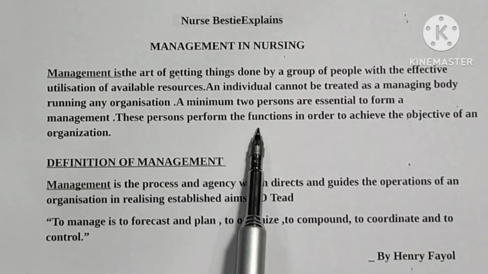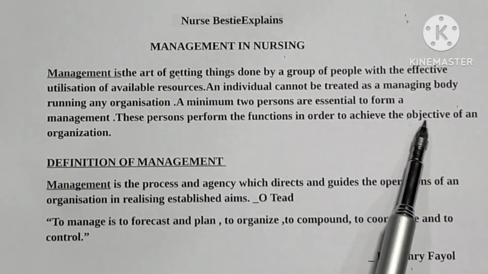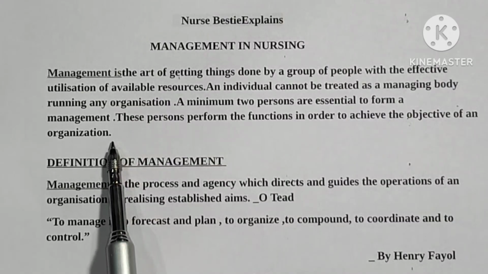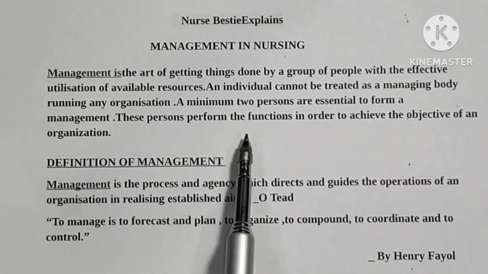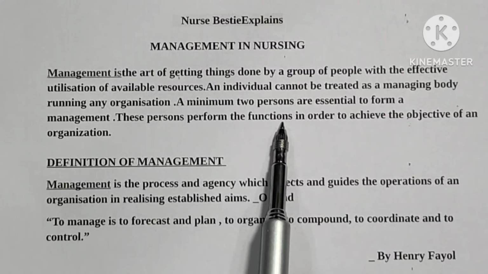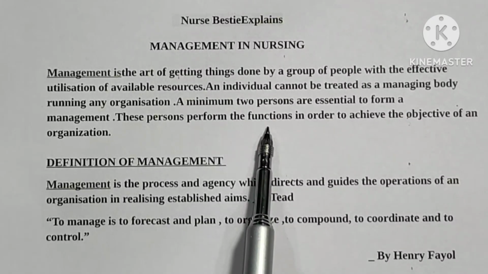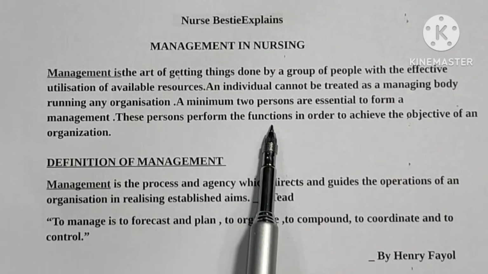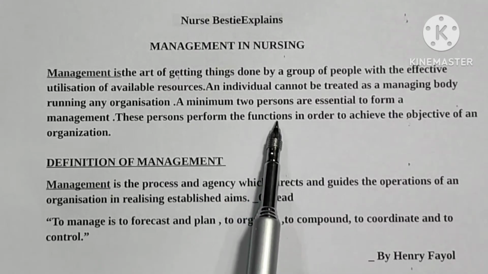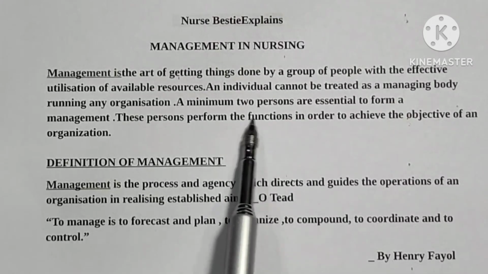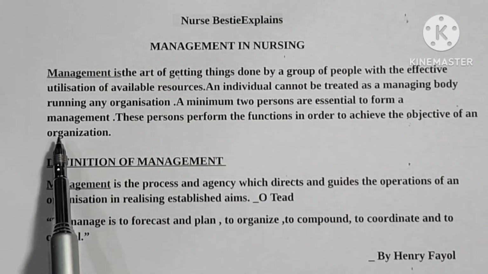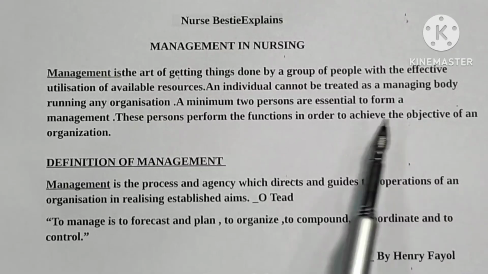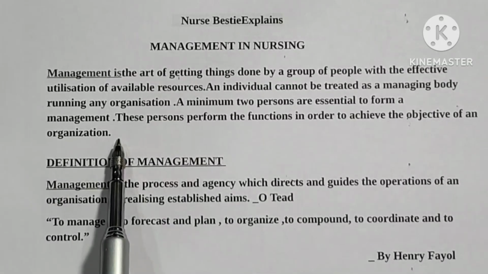These persons perform the functions in order to achieve the objective of an organization. Take a hospital, for example: what will be the objective and functions of that hospital? To provide quality care to the patients visiting the hospital by providing patient care. So to achieve that objective, these persons will perform these functions.